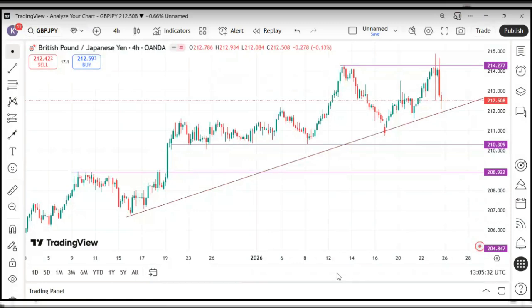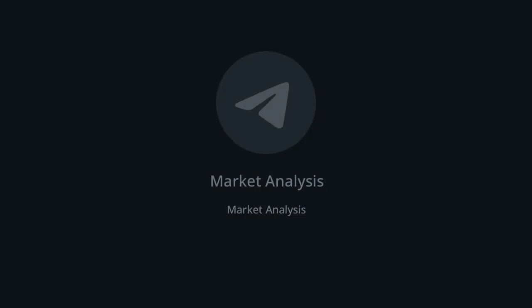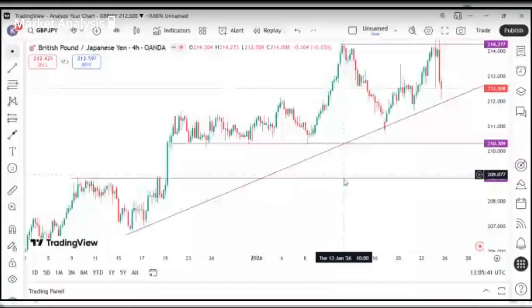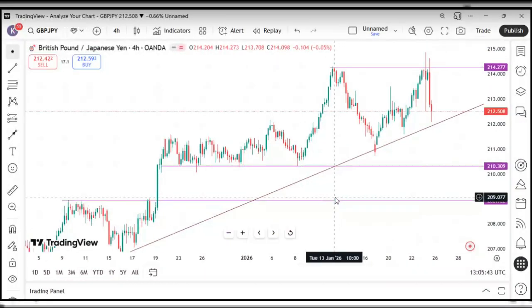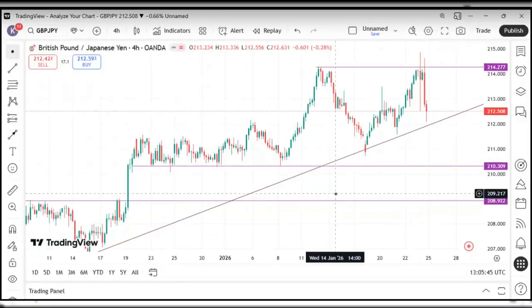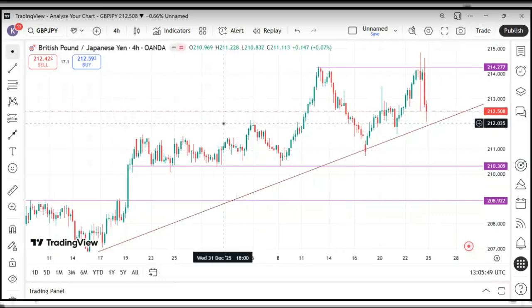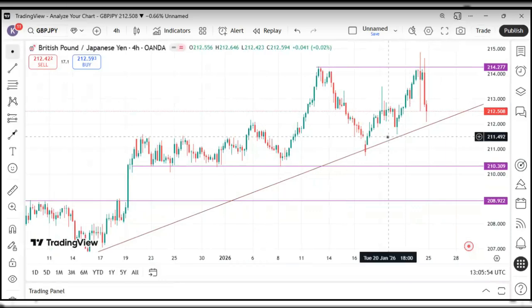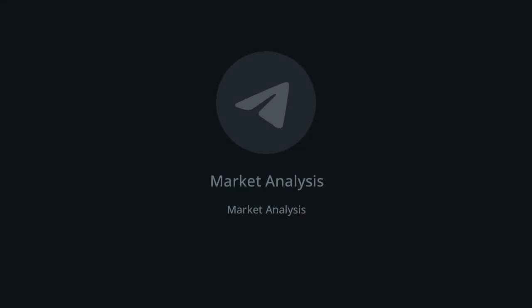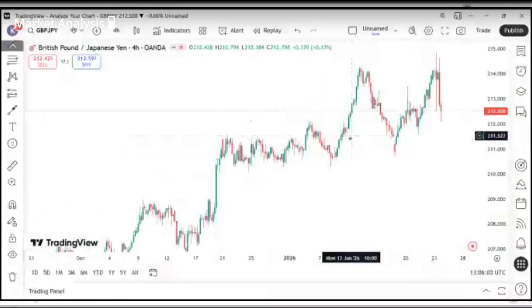So, guys, this afternoon we'll also analyze GBPJPY. Today being the 25th of January 2026. So, on my screen here, I have a GBPJPY chart in the 4-hour time frame. First of all, let me delete these things that we have here. We have a clean chart now.